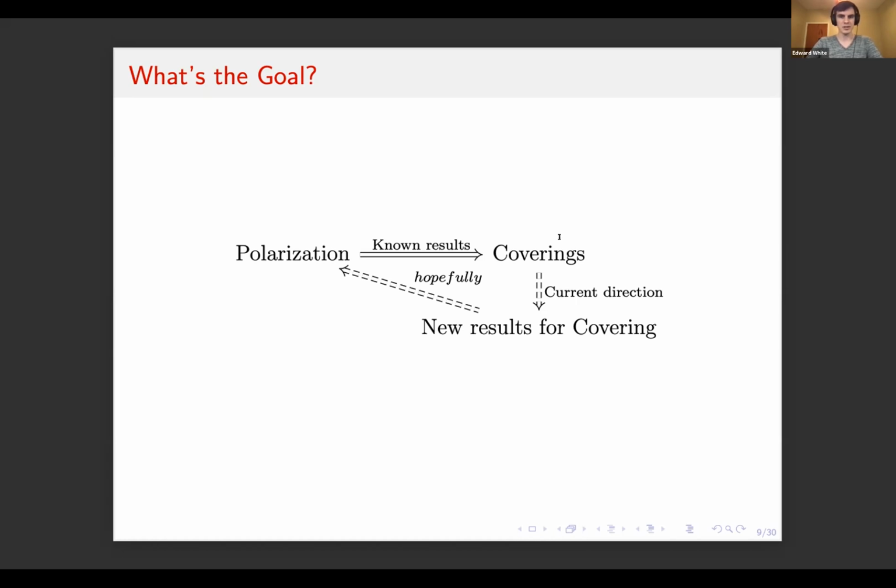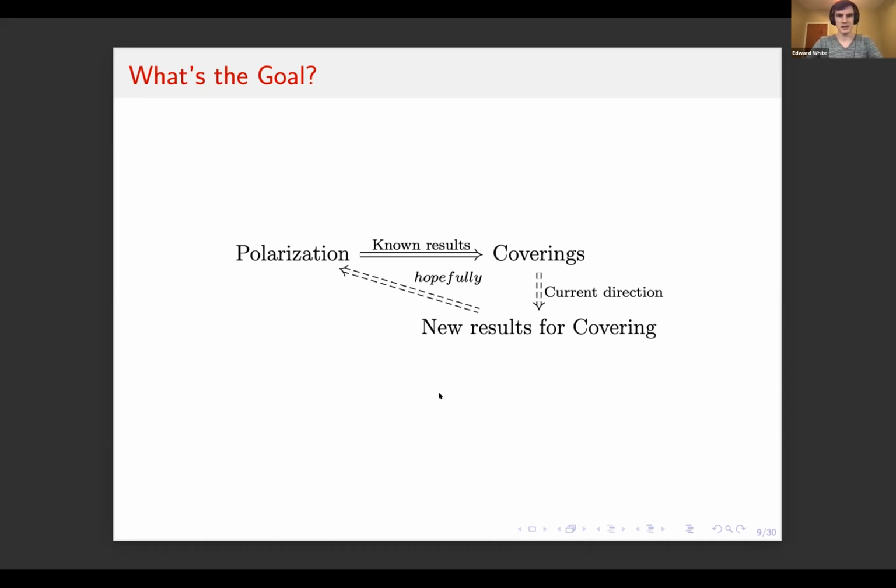Now the new current direction is, okay, we're starting to get these new results for covering. We can hope that now we can start to push these to get even newer results of stuff that isn't known for covering, that will then hopefully lead back to new results that have been more difficult to show for polarization. So the general pattern is, let's take stuff to the easier case. Let's see if we can use the fact that coverings are a little bit easier to work with to try and get some new results, and then hopefully we can reapply those back to polarization.